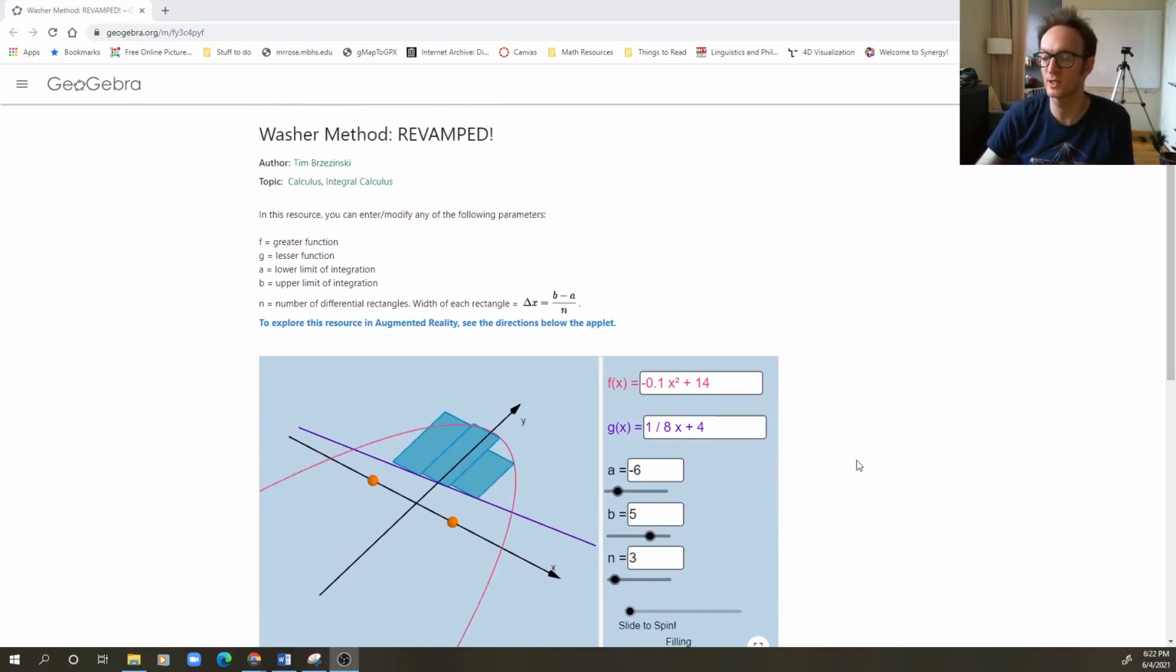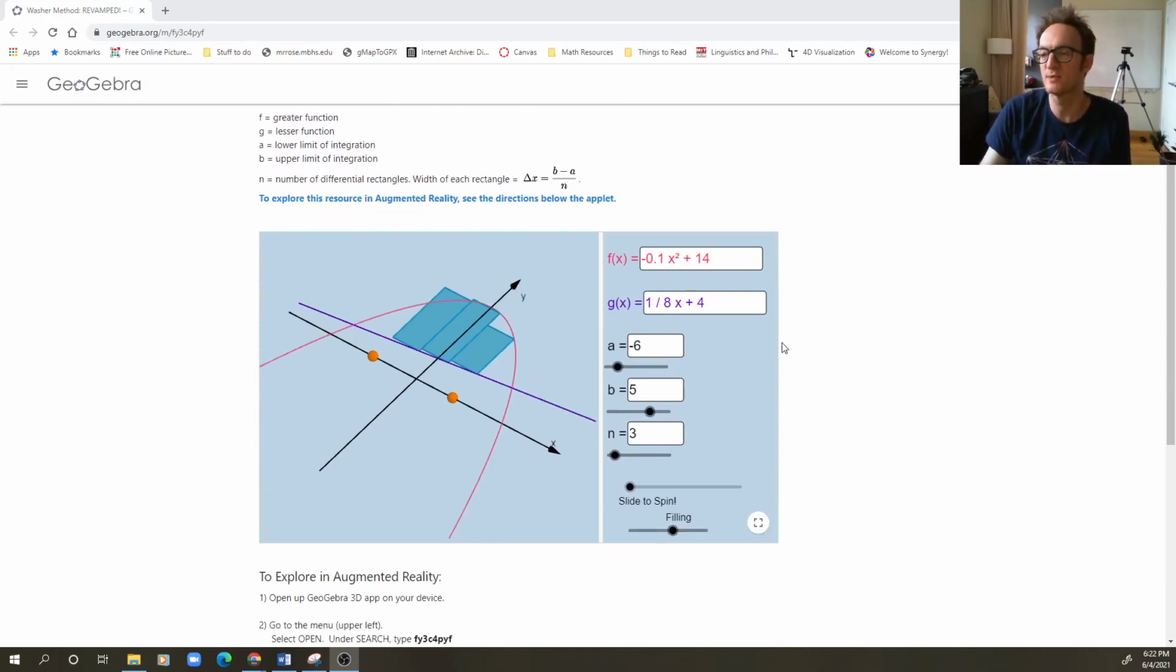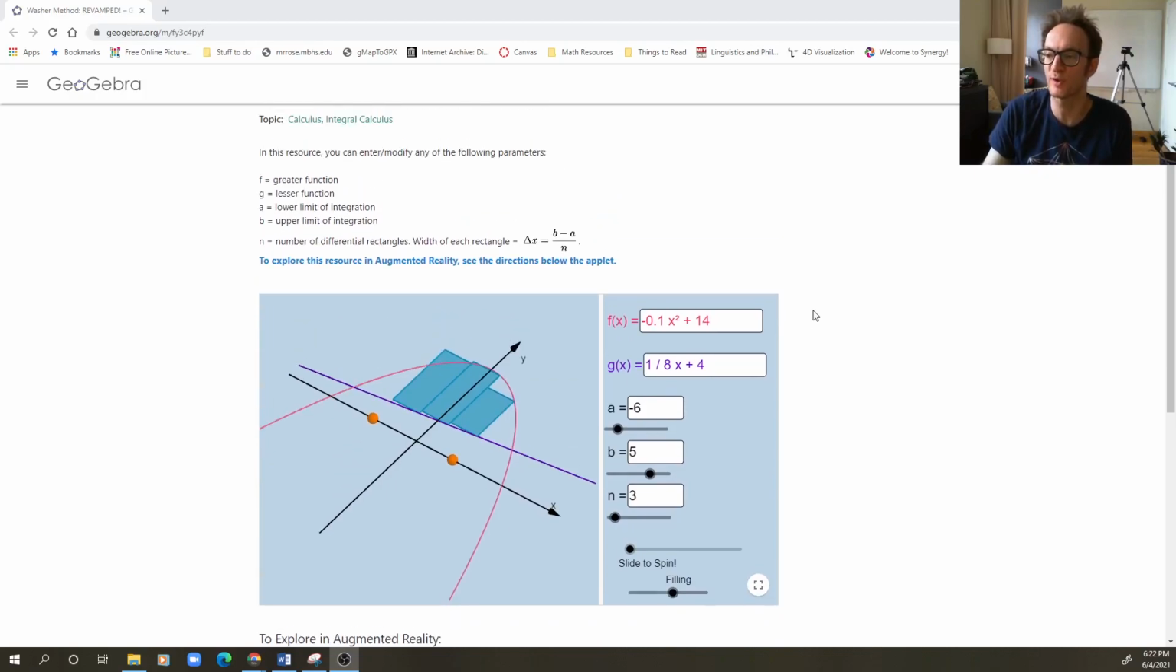I tried to use this one live in class, so I'll put a link to this so you can play around with this. This might help you. It's not super user friendly, but it kind of is. So if you look at this, we have a space for f. This should be the function of the top, g the function of the bottom, a and b the lower and upper limits of integration respectively, and then we can change the number of subintervals as well.